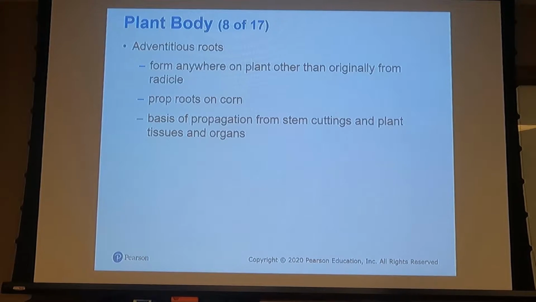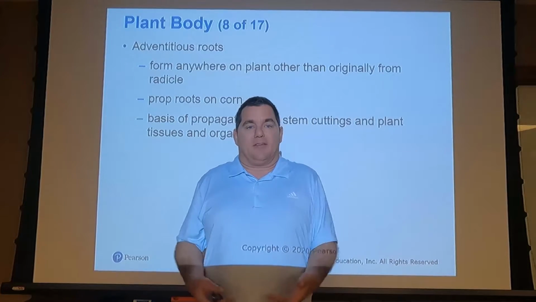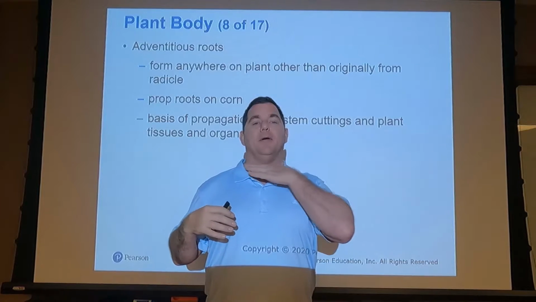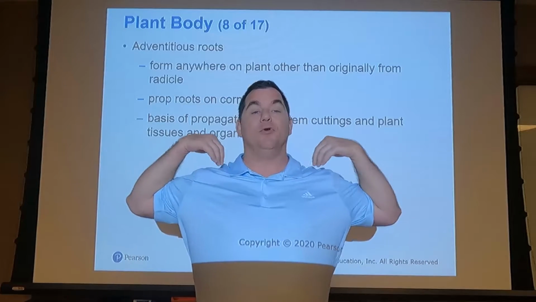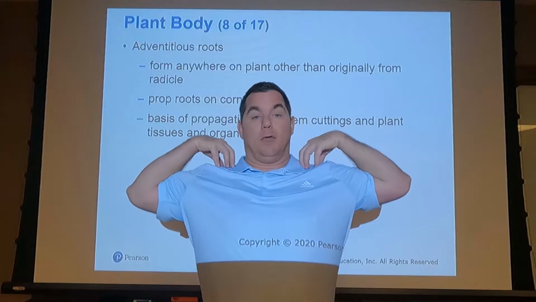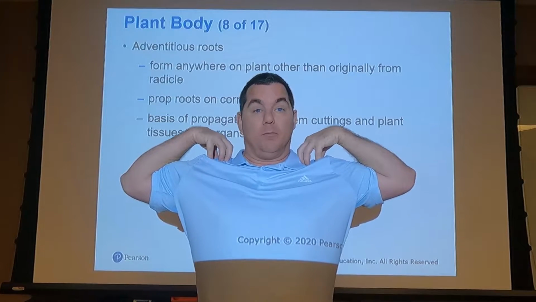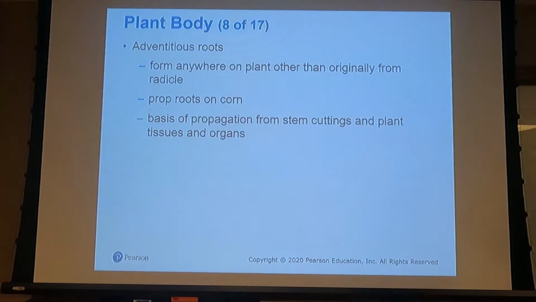Next, we have these adventitious roots. These are going to form somewhere other than the radicle. In corn, you might see these kinds of roots that stabilize it as the plant grows up. Let's say my neck is the base for the corn plant. You might see some roots that grow out around it that are kind of stabilizing this structure, right? So they're primarily more for support. They also do provide some advantage for taking up nutrients, but they're primarily for support.